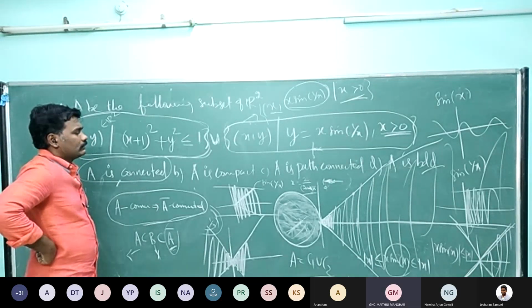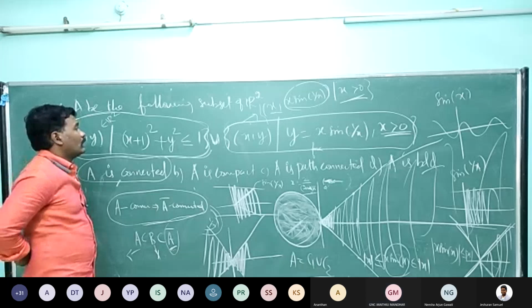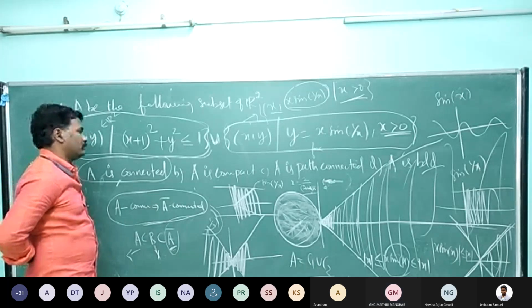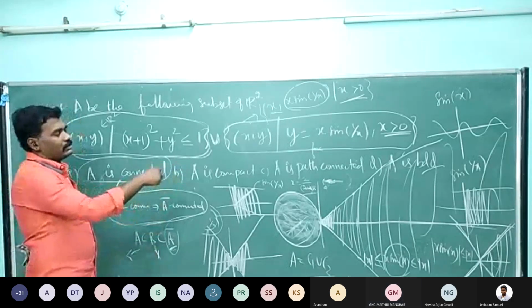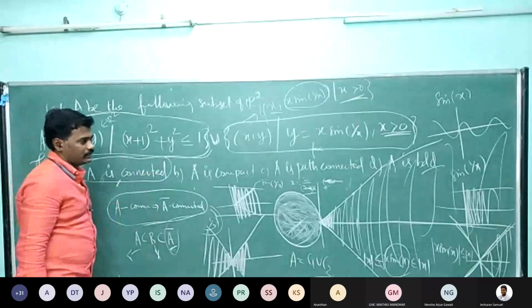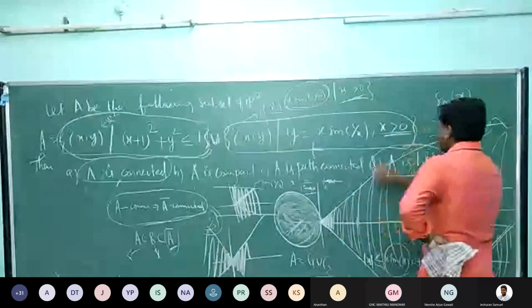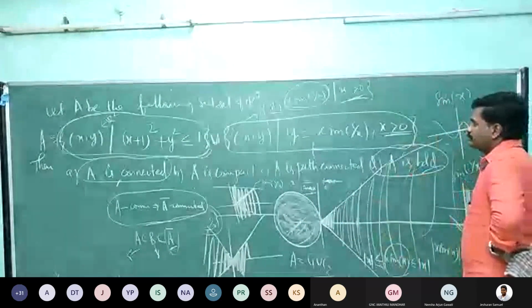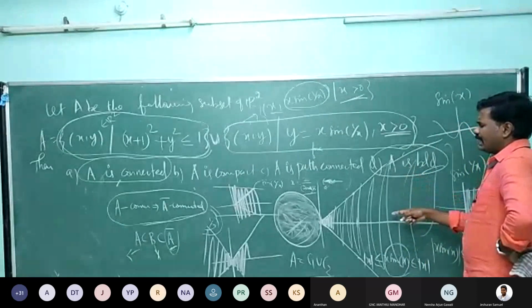Sir, if it is given connected, then we can say A is path connected. But the question says A is connected, it is not given. A is just a subset. Anyway, first we try to neglect some statements, then some other statement. Wait, I will come. So what about option D? Whether A is bounded.